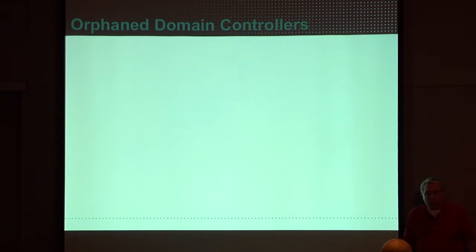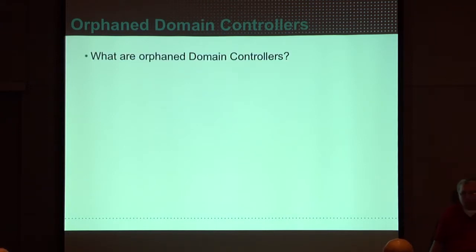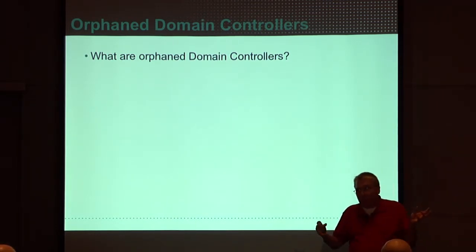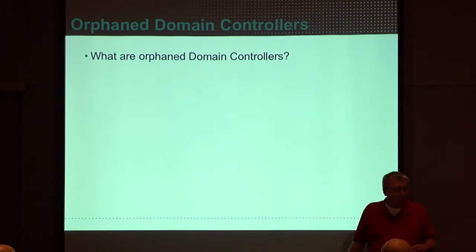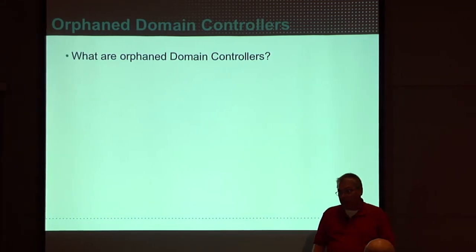Next thing I want to look for, orphan domain controllers. So what are orphan domain controllers? Orphan domain controllers are domain controllers that have just been unplugged, or they've died, or they're a VM that's been accidentally or maybe maliciously deleted. Or in the South, we've got tornadoes, hurricanes, fires, whole towns get destroyed. If I've got an F5 tornado coming down my street, I'm not going to bother with DC promo.